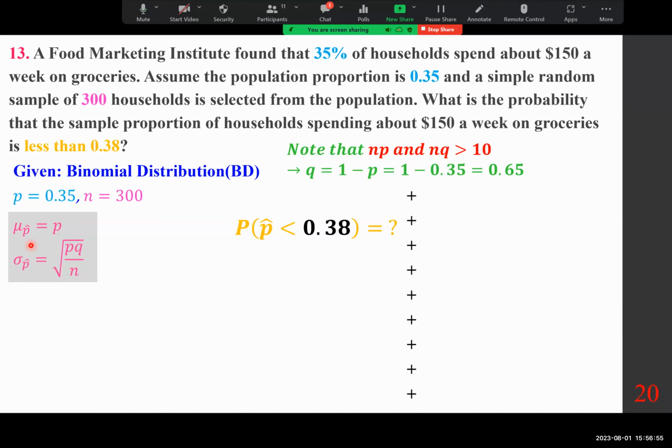So mu of P hat is P. That means it's 0.35. Sigma of P hat is square root of 0.35 times 0.65 divided by 300. And that's the number. Why do we need that? Because of the z-score.